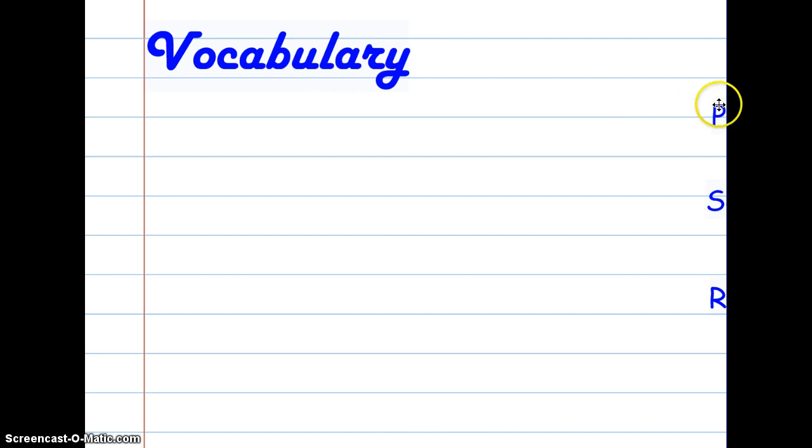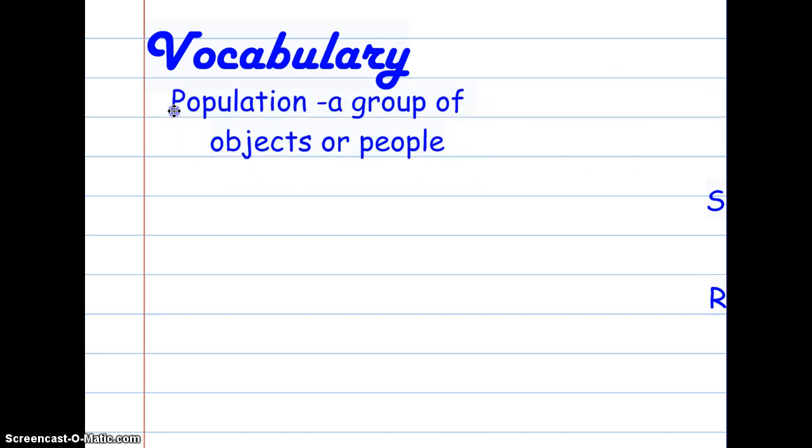So our first term is population. And population, I think a lot of people get confused. It's not just about humans. It is also about a group of objects or a group of people or a group of animals or a group of anything, really. A group of any object or person or people. And that is the largest group that we're going to talk about.